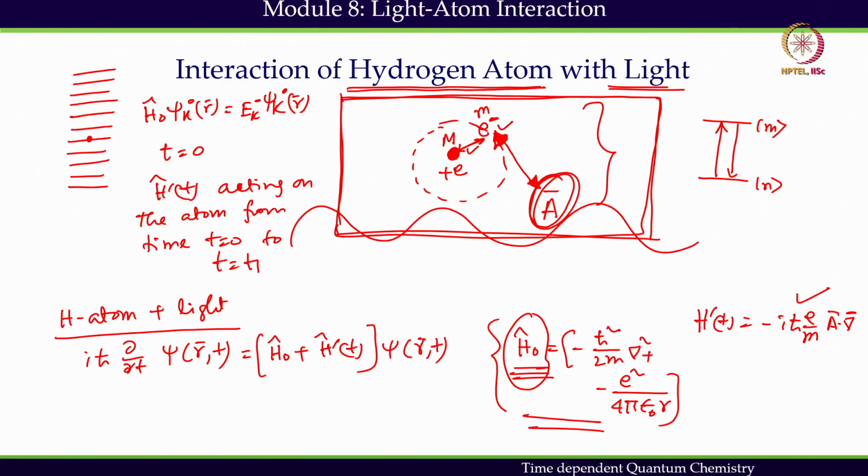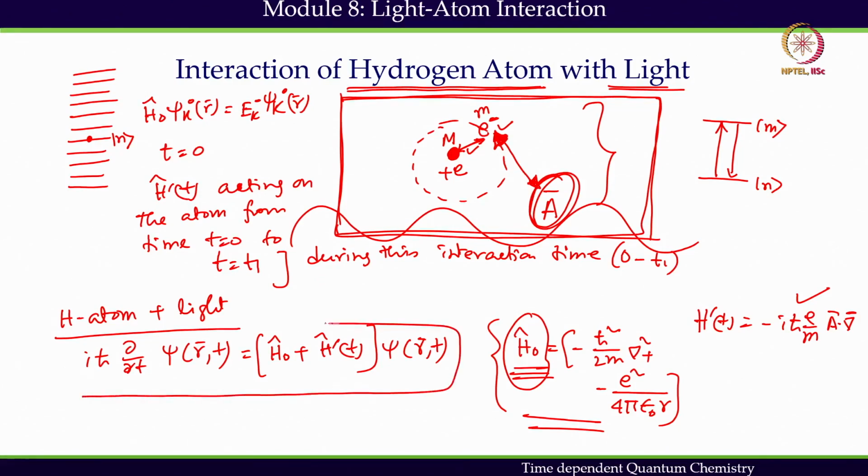During this interaction time, I will assume that it was in the N state first, before the interaction started. During this interaction time, which is 0 to T1, if I have to present the wave function, then that wave function will be represented by the time dependent Schrödinger equation. This t has a limit of 0 to T1, any time t. So at any time t, how the system looks is described by the time dependent Schrödinger equation within this interaction time interval.